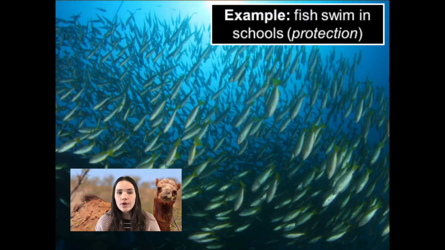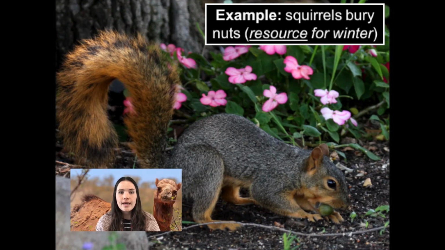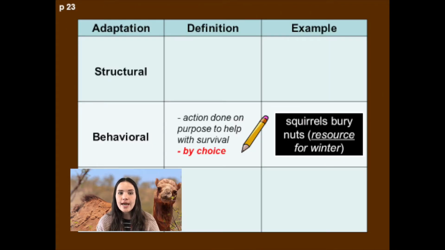Now we are going to look at some examples and see if we can guess what kind of adaptation they are. First, we have fish swimming in schools for protection, bird calls that attract mates or for defense, and squirrels that bury their nuts for the winter. What type of adaptation do you think these are an example of? Physiological, behavioral, or structural? That's right, it's a behavioral adaptation. A behavioral adaptation is an action done on purpose to help with survival. It is done by choice.